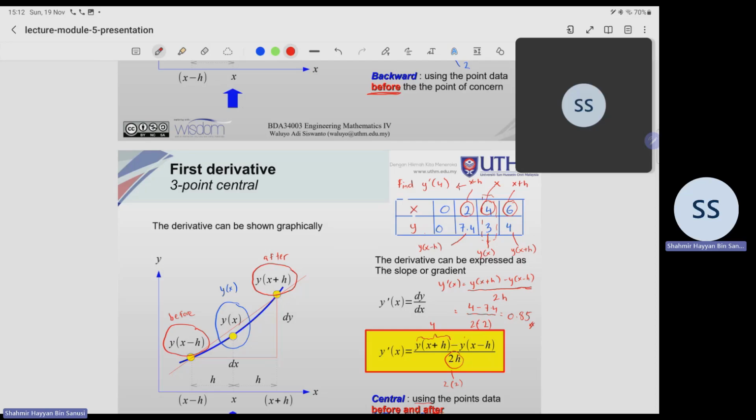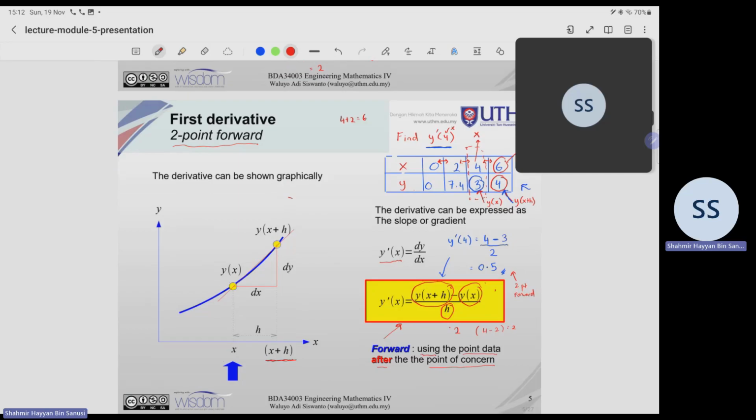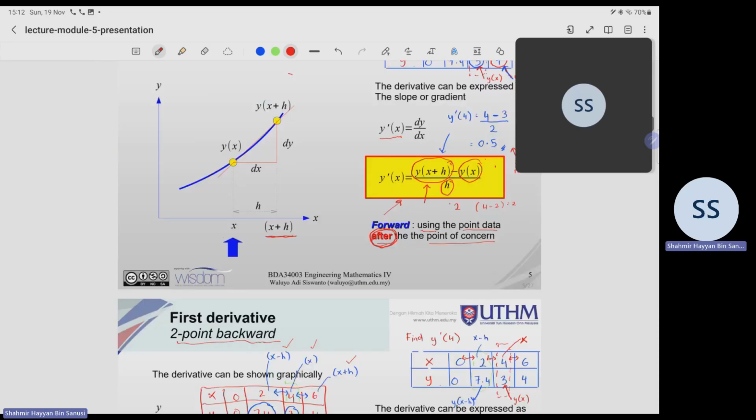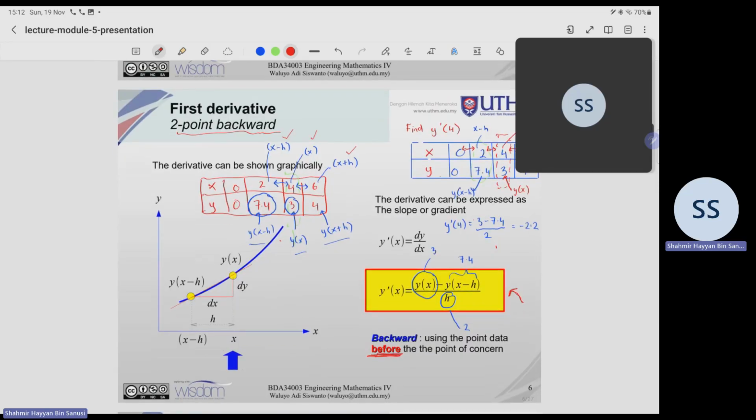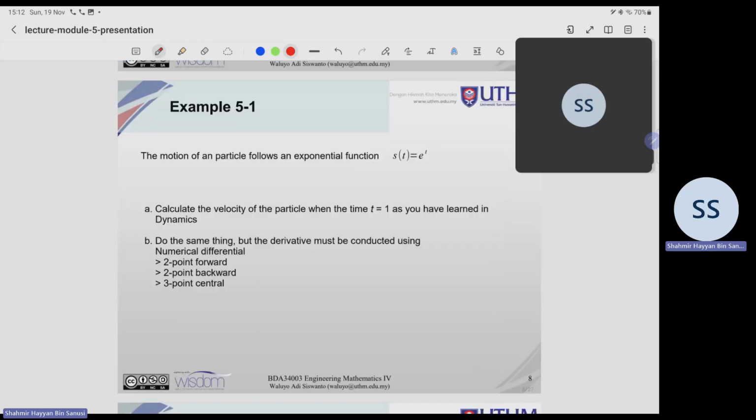So I hope by now you can differentiate the difference between 2-point forward, where, looking at the equation, we use the data after the point of interest, which is x plus h, and for 2-point backward, we use the data before, which is y(x minus h). And for 3-point central, we will use the data before and after, which is y(x plus h) and y(x minus h). So the rest is just replacing the value. All right, so you guys can look at the example.